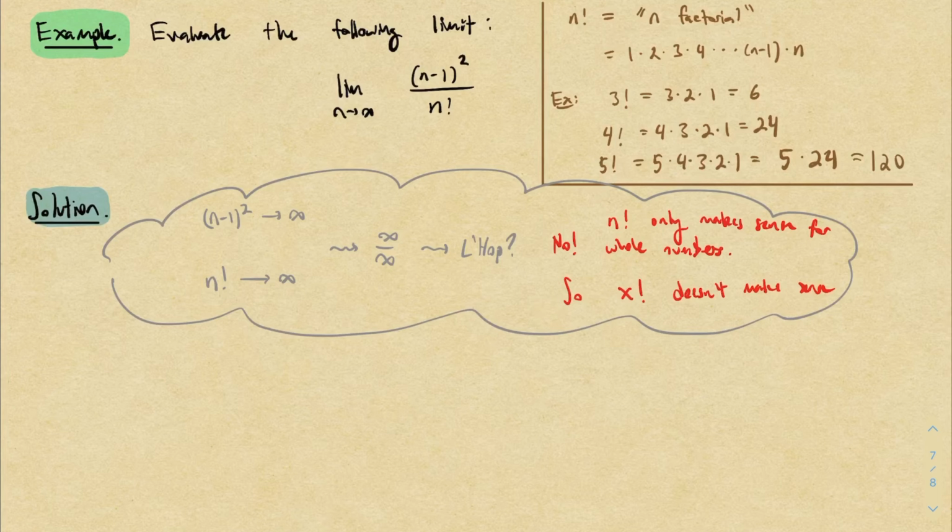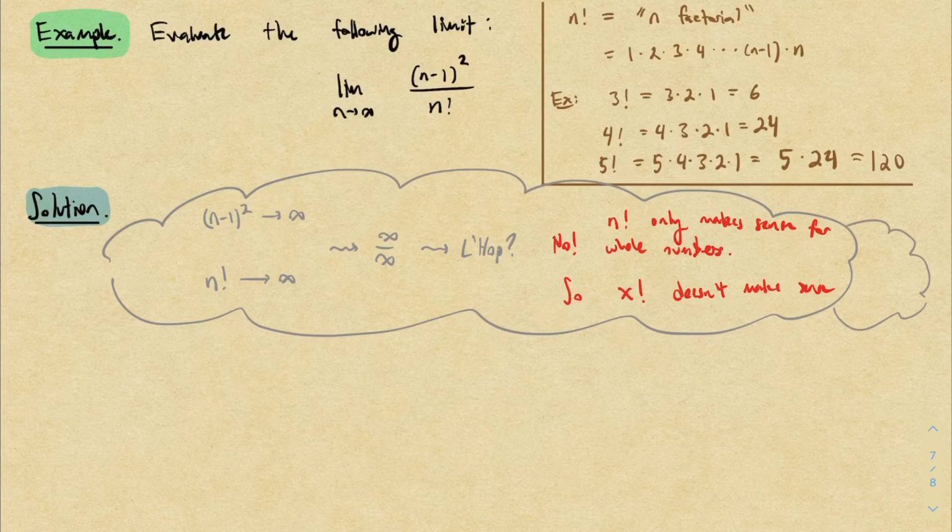And just to think about this a little more, even if we could, like even if x factorial did make sense, what would its derivative be? I have no clue. So anyway, the point is, something like a factorial is very specific to a sequence. It's an expression that does not arise when you're dealing with limits of functions.